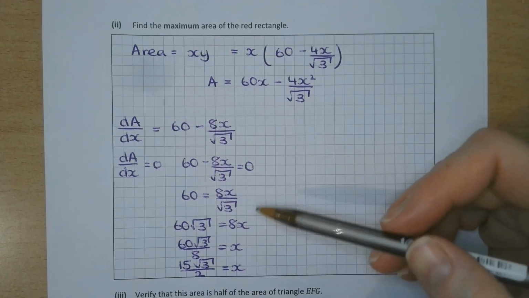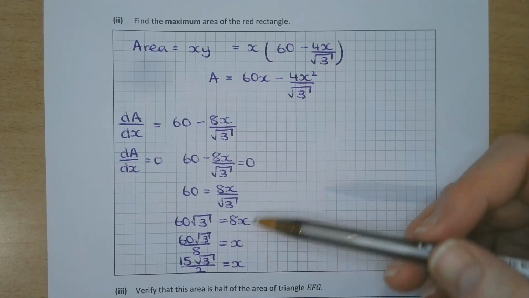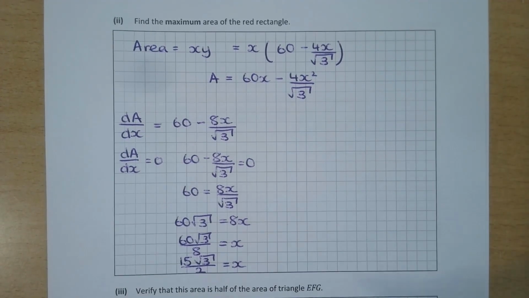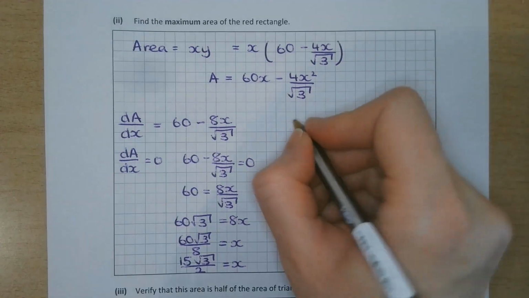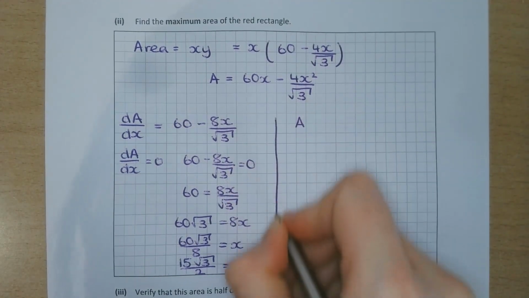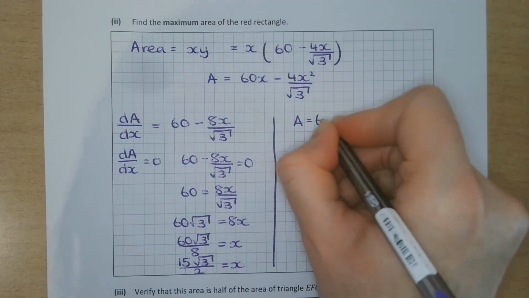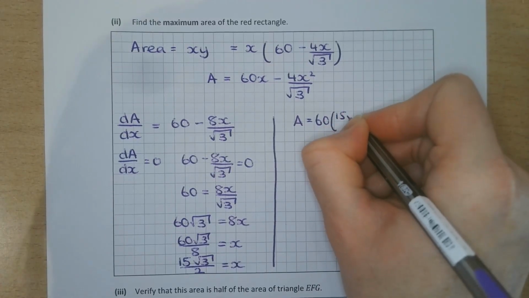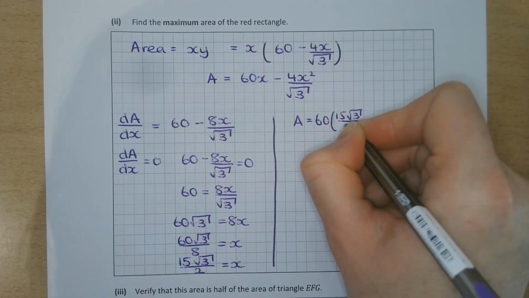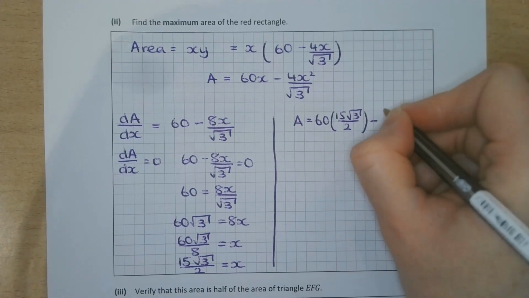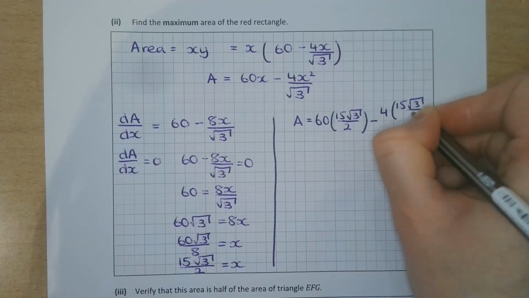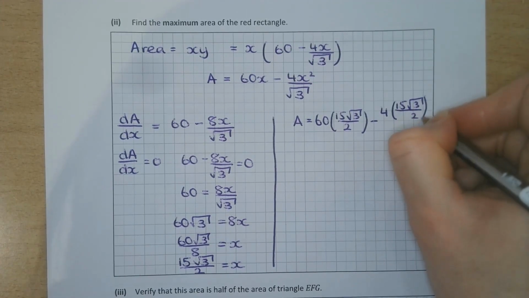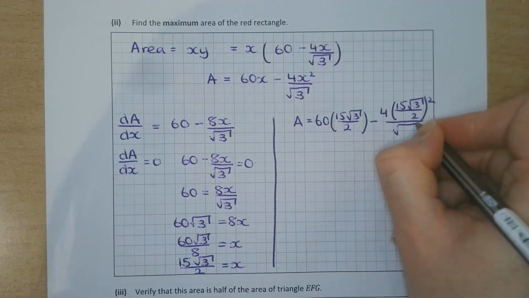And I know from the previous question that's not my final answer. That's my value of x when it's at its maximum. So what I need to do then is go back and fill in my value of x into my area formula. So A will be equal to 60 times 15 root 3 over 2, minus 4 times (15 root 3 over 2) squared, all over root 3.